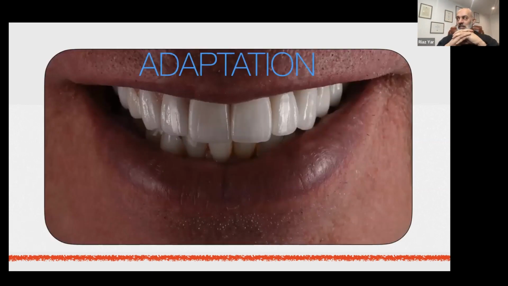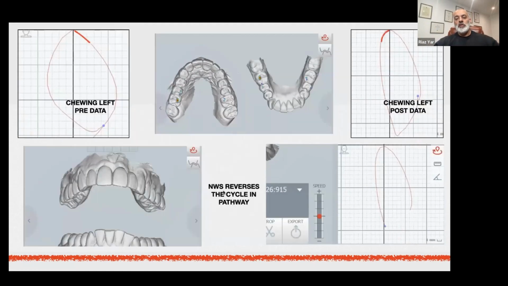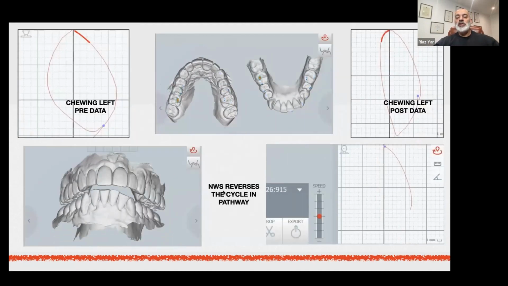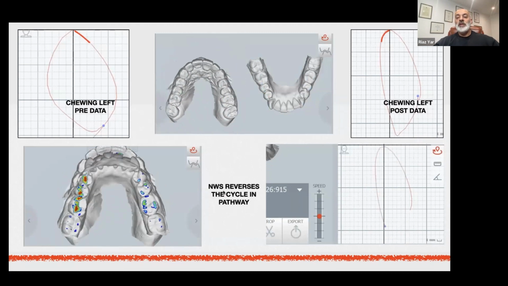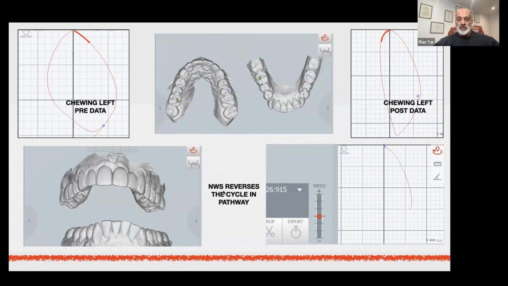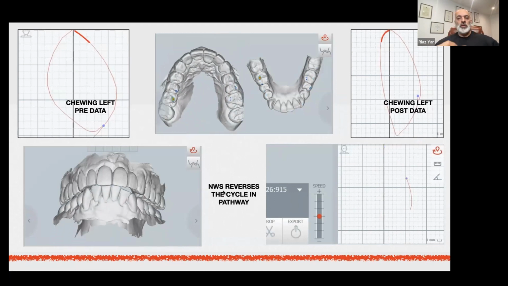And I use this as an example because in this case, the patient came in, I did a full upper arch rehab. So the patient walked away very happy with his smile. And I introduced a non-working side contact on the teeth. So he is chewing on the left and the right teeth are touching. So if you watch here, as the patient is chewing on the left side, his right side of the teeth are touching first. So when you chew on the right side, you want the right teeth to touch first.